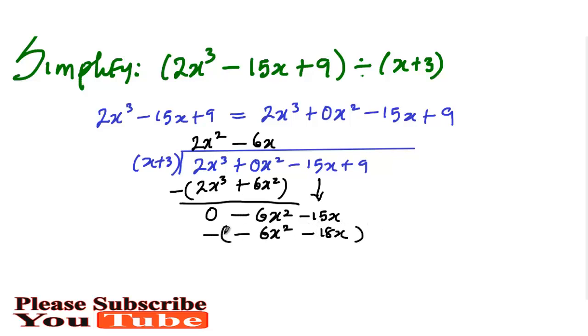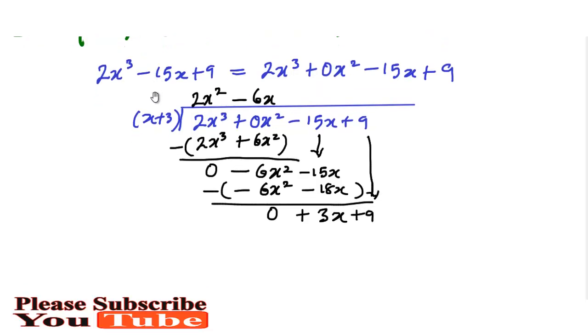We subtract again. If we subtract, minus times minus is plus, so minus 6x squared plus 6x squared is 0. Minus times minus again is plus, so minus 15x plus 18x will be plus 3x. The next thing is to bring plus 9 down, that is plus 9. So let me scroll up.